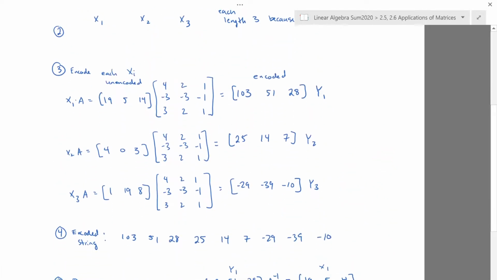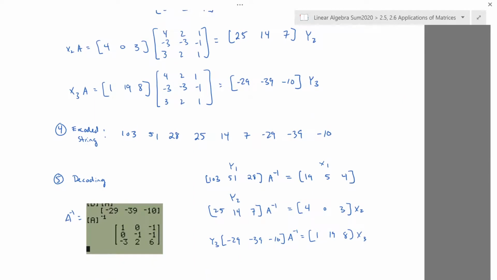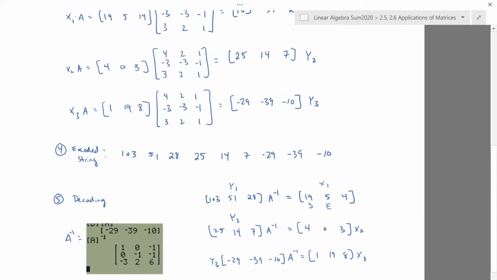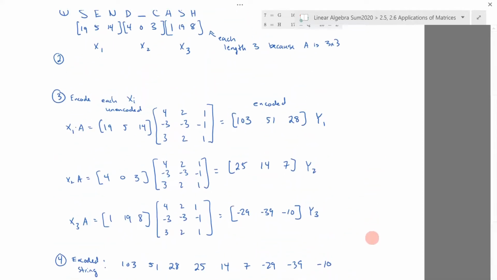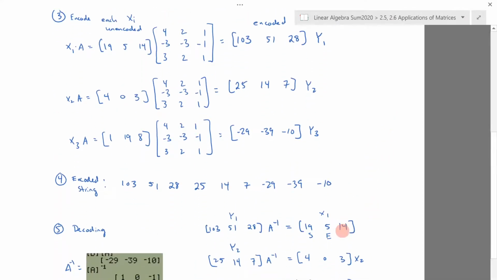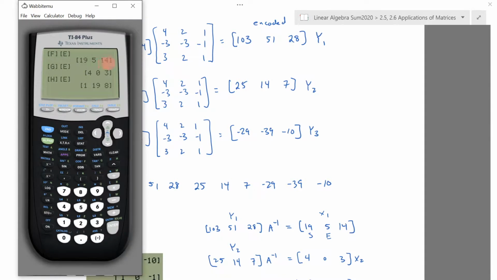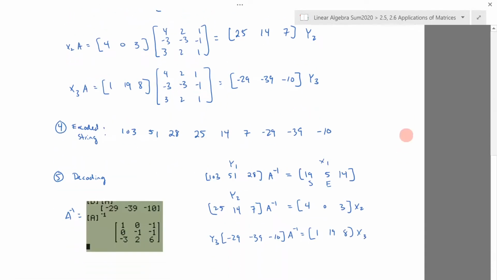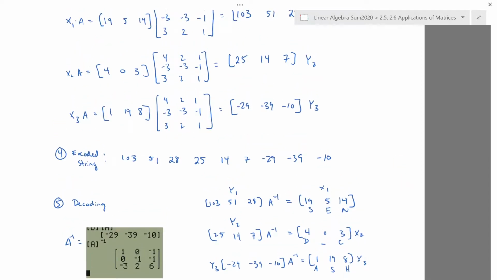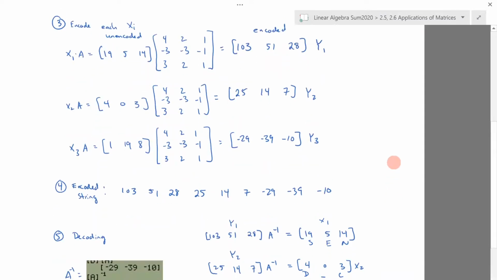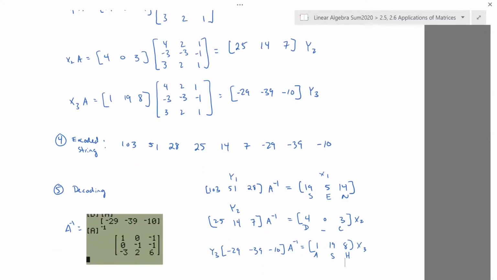Which was our last. And then now you can translate the letters back, right? So this was S, E, oh, this was a 14. Yeah, I just wrote it down wrong. That was a 14. N, D, space, C, A, S, H. Okay, so that's how you can decode the message using A inverse.